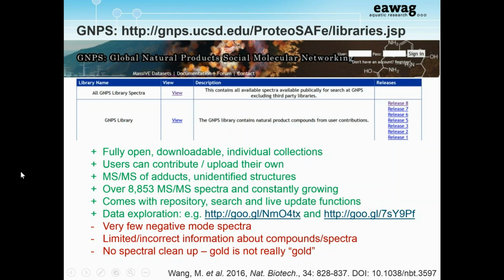One of the disadvantages is that they have very few negative mode spectra, so the vast majority of the spectra are actually positive mode. They have quite limited and then sometimes incorrect information about the compounds and spectra, which makes it quite difficult to use some of their information. And they do not do very much spectral cleanup. So they have what's called a gold standard, but compared with some of the other resources that I'm going to mention today, their gold is not comparable with what other libraries would call gold. However, it's a really useful service, and it's also been published in Nature Biotech earlier this year.